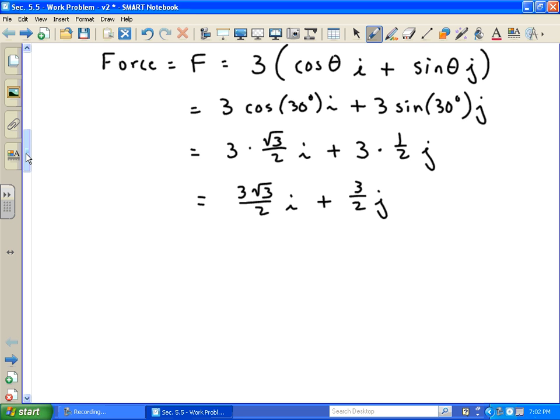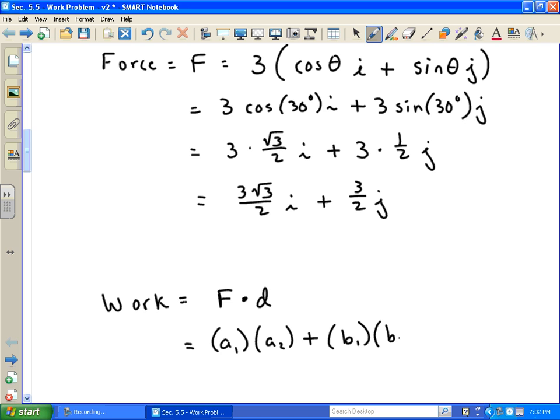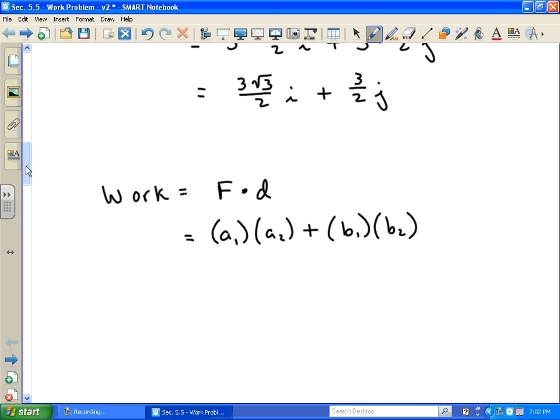Okay, now what I need to do is I need to find the dot product of this vector f and then the vector d. So the work done is the dot product of the vector f with the vector d. Okay, remember how this works is it's the horizontal component off of f times the horizontal component off of d plus the vertical component off of f times the vertical component off of d.